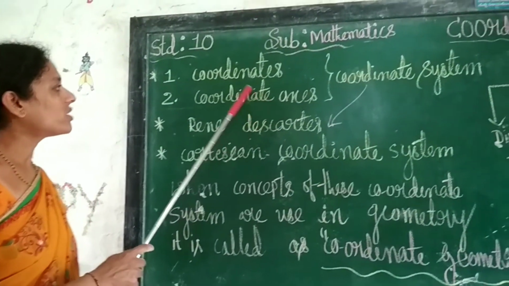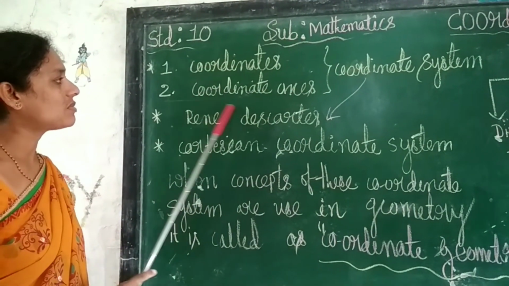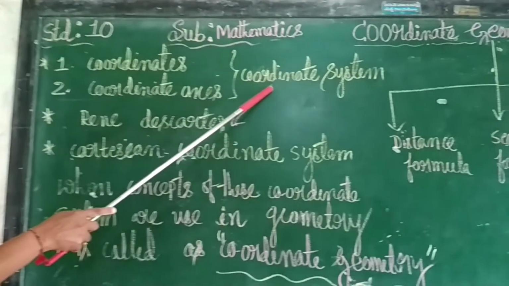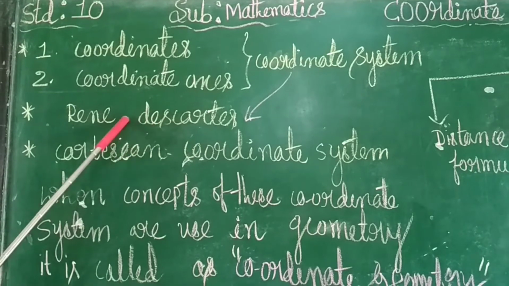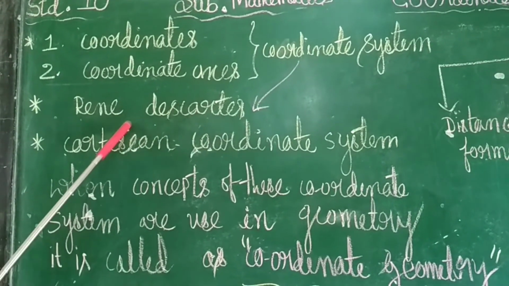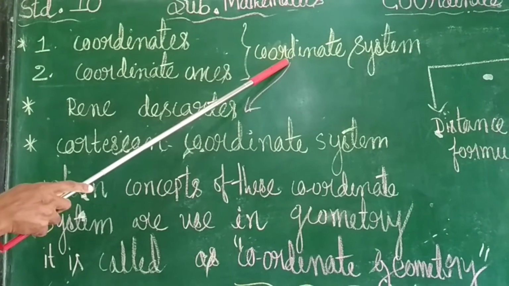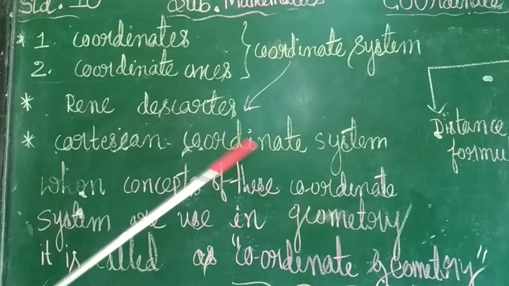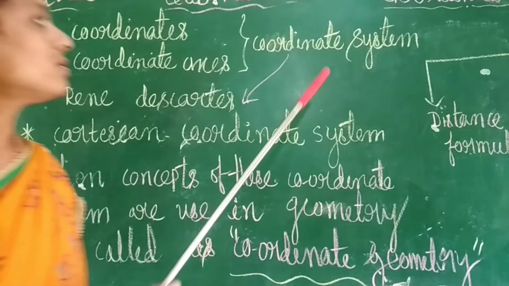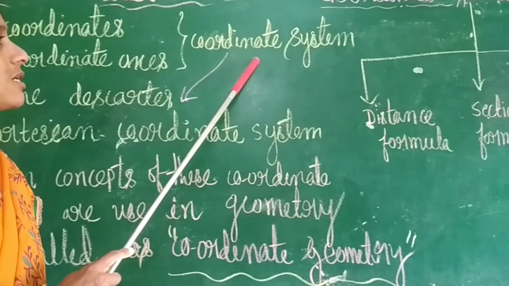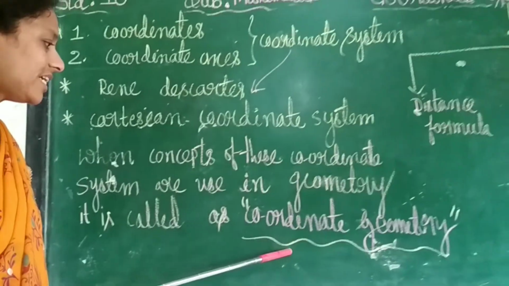Now we know what coordinates and coordinate axes are. The whole system is known as the coordinate system. This coordinate system was given by the great mathematician René Descartes. It is named after him as the Cartesian coordinate system. Dear students, when the concept of this coordinate system is used in geometry, it is called coordinate geometry.